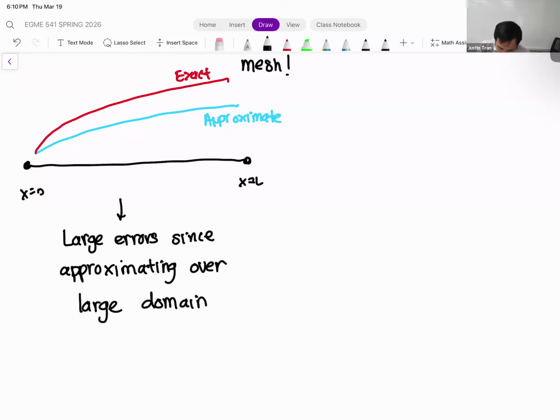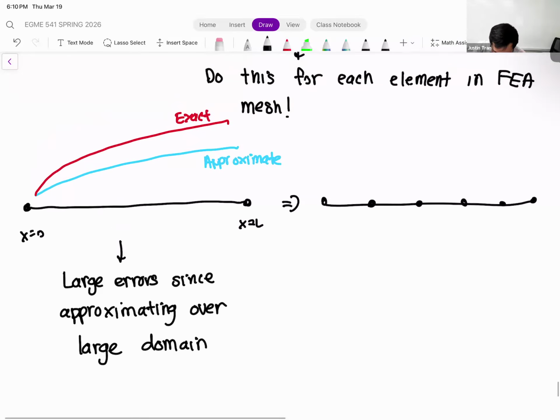So the solution was to say, instead of finding one approximate solution that spans your entire domain, let's find several approximate solutions on different subsections of the domain. So you take your domain, we have our same line here, and instead of solving it for one big, long domain, we're going to break it up into elements. So on this side here, we've broken up our domain into different elements.